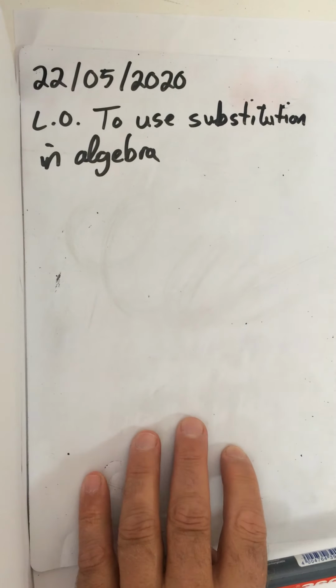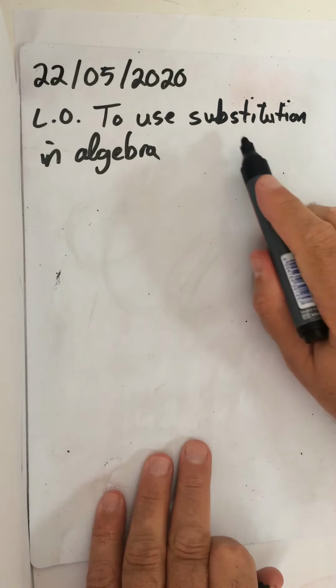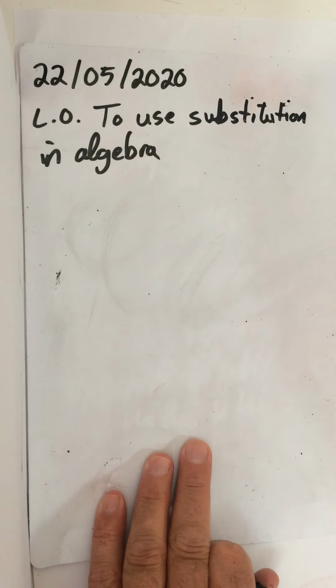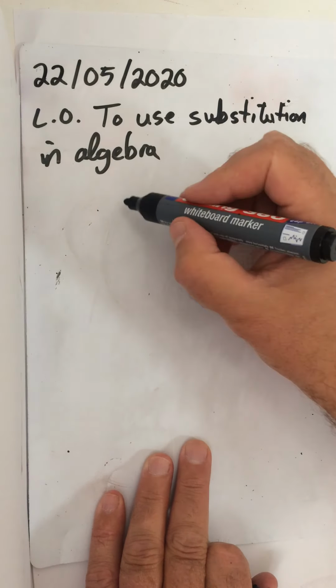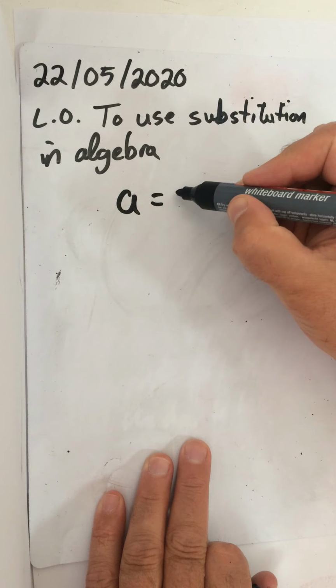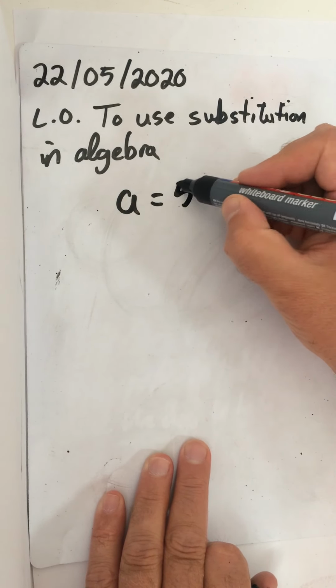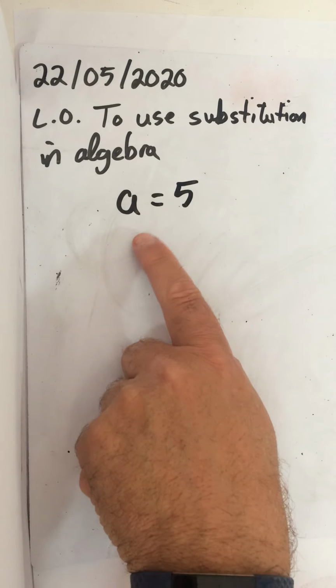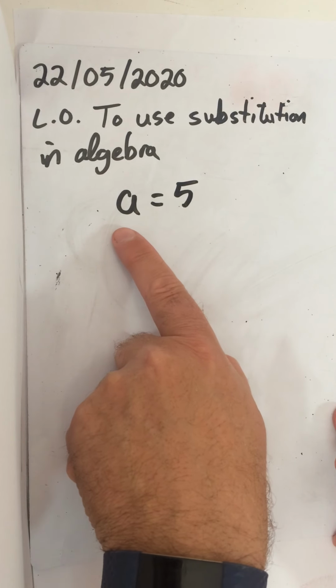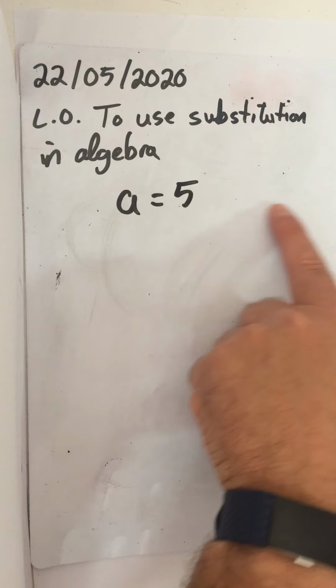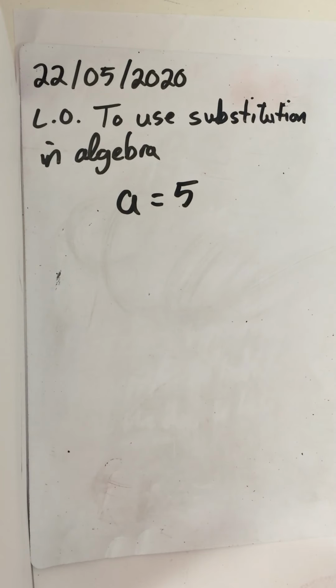Now, as today's learning objective suggests, this time we're doing substitution. In this case, it actually gives you the value of the letter, okay? So say, for example, a is equal to 5. On these questions, you will always have 1, 2, or 3 letters at the top, which will tell you the value of what each letter is.